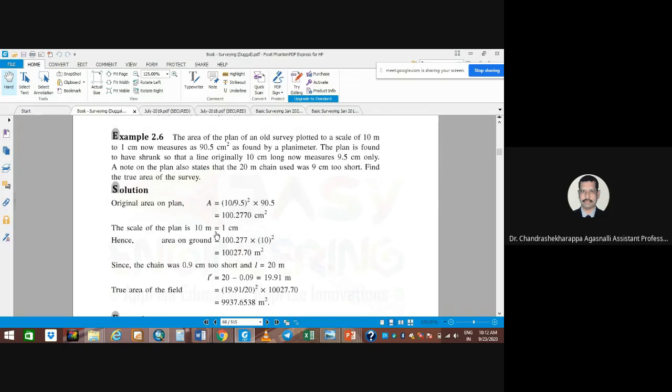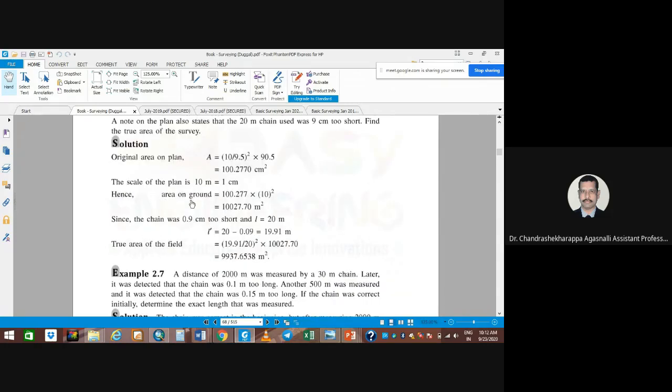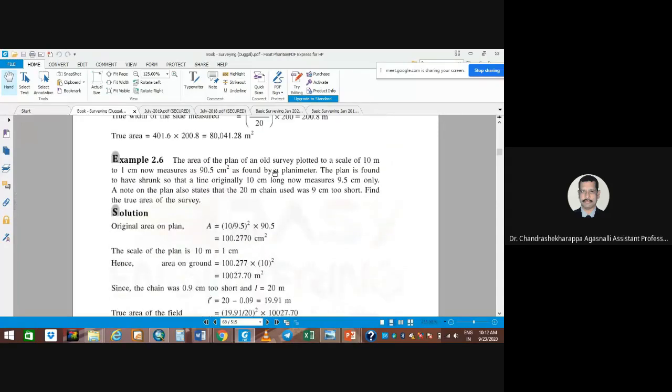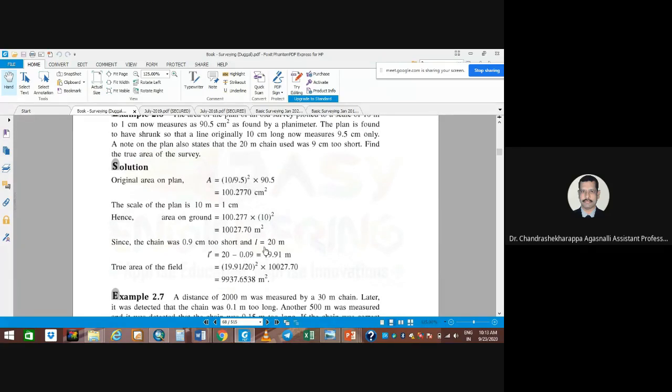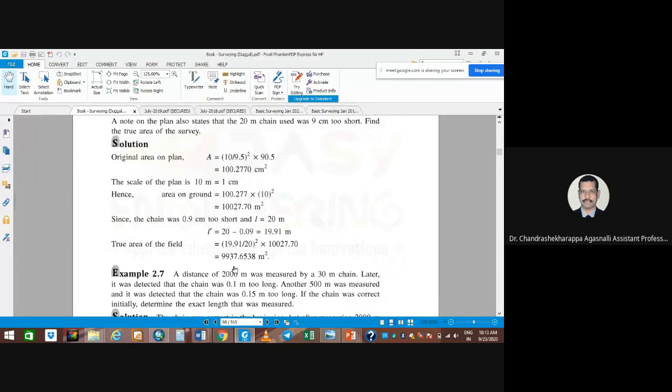The scale of the plan is 10 meters equal to 1 centimeter. So the area of ground is 100 times the value here with the 10 square. So you will get 10,027.7 square meters. Since the chain was 0.9 centimeter too short, and the length is 20 meters, L dash is equal to 20 minus 0.009. So altogether you'll get the final answer. The true area of the field is 9,937.6583 square meters. This is a very simple problem.